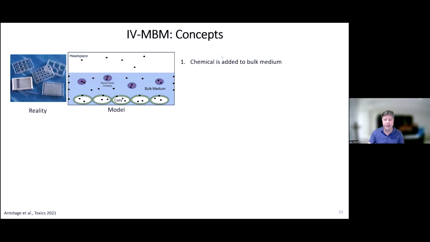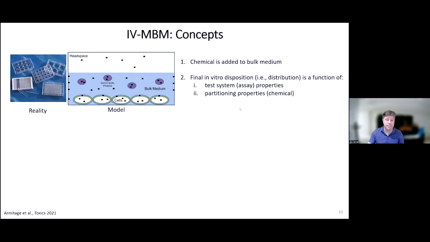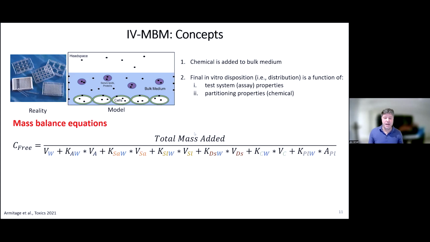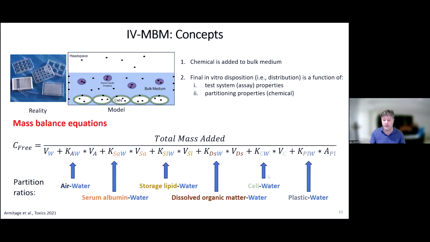All right, so as mentioned, chemical is added to the bulk medium, right? We've got our little well plates, things like that. The chemical distributes based on the test system, the assay properties, and the partitioning properties of the chemical. I don't want to overwhelm people with the math, but it's actually a fairly simple set of equations. We have known for over a century that chemicals partition based on their properties. And this is just putting that knowledge into a set of equations that can then calculate the freely dissolved concentration and other concentrations. I'm not going to get into this in any detail. Publications are available and numerous reviews of this topic have been published as well.